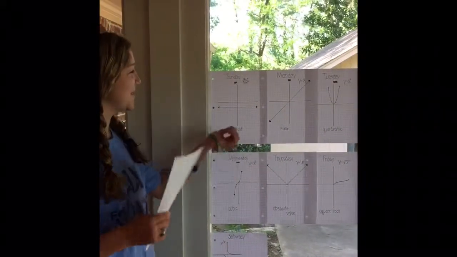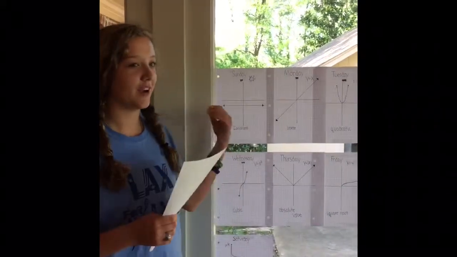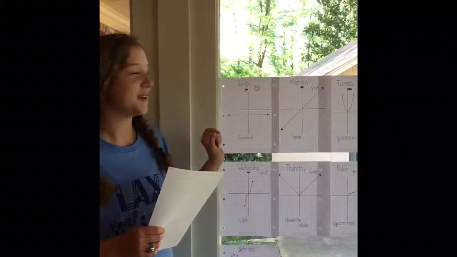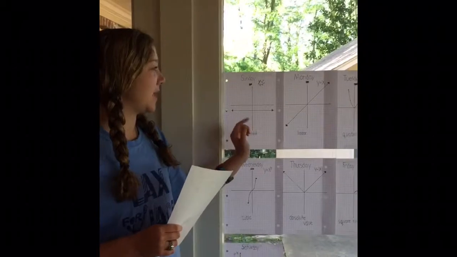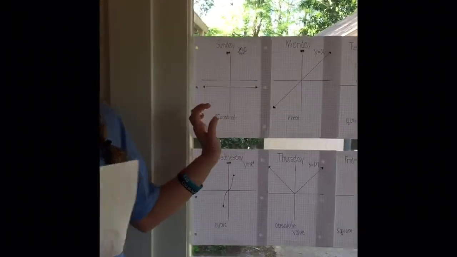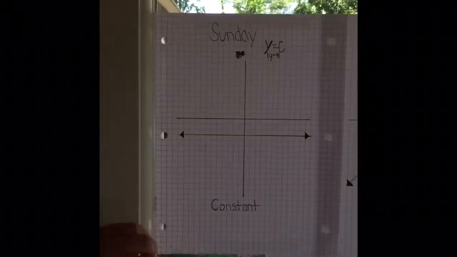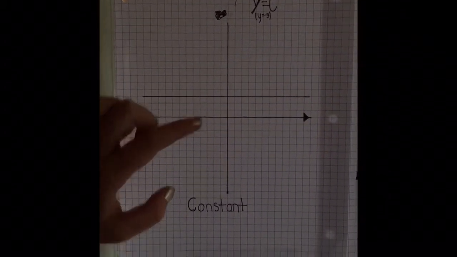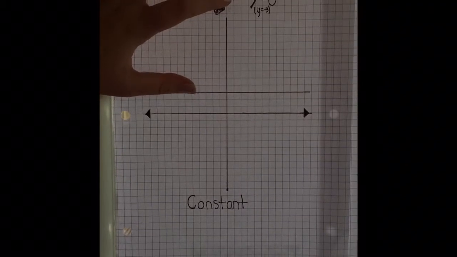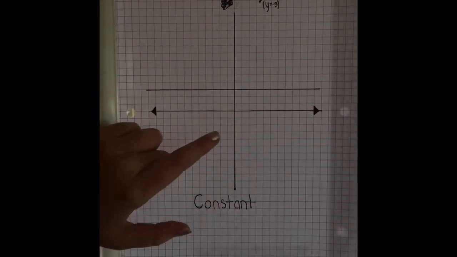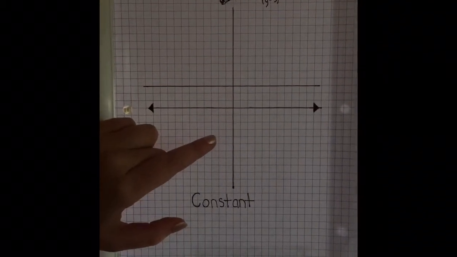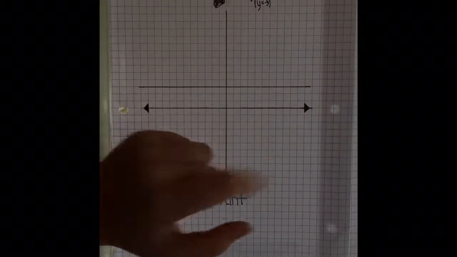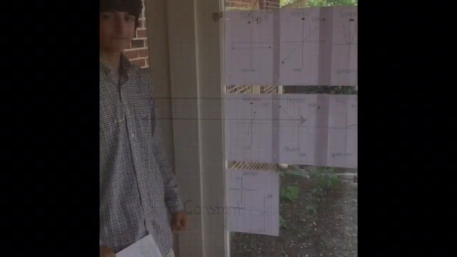Okay, as you see here, on Sunday we have a constant, where the parent function of a constant is y equals c, where c is any number. Shown here is y equals -3. The graph of a constant is horizontal. To graph this, first you look at your equation. Second, you figure the value of y, where here it's -3. Then you graph the horizontal line on the y-axis. And there you have it. That's your constant parent function.